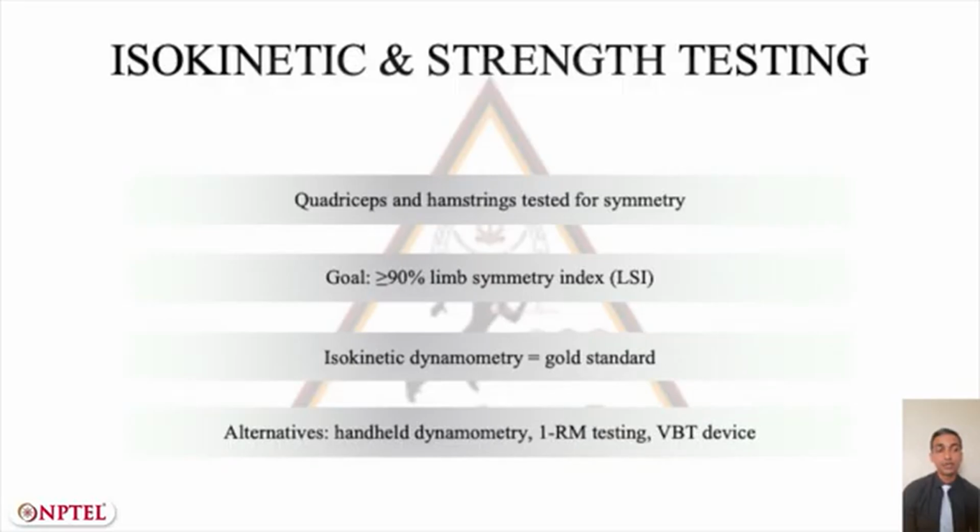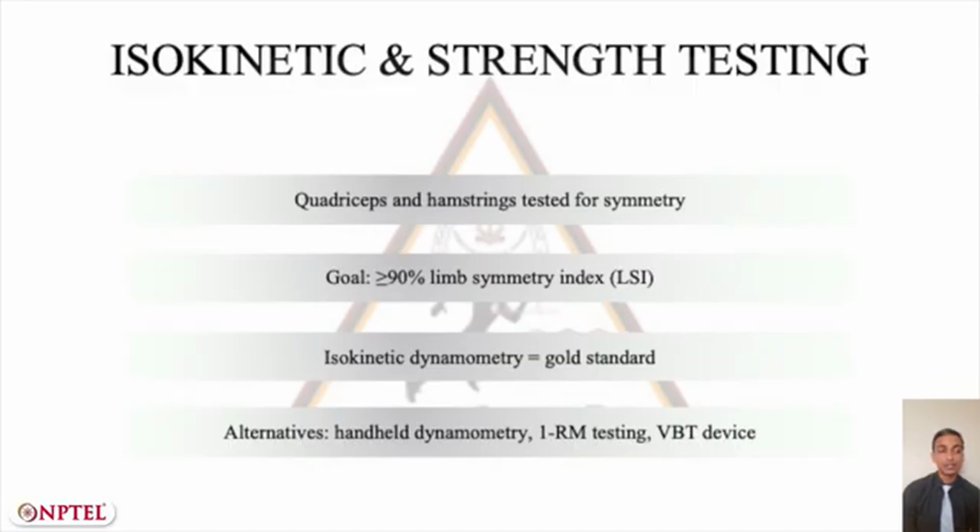Other methods include 1RM testing and velocity-based testing devices. One repetition maximum is the maximum load an athlete can lift just once with proper technique in any given exercise. It provides a measure of maximal dynamic strength and helps guide strength training loads. This testing requires caution post injury, and overloading should be avoided.